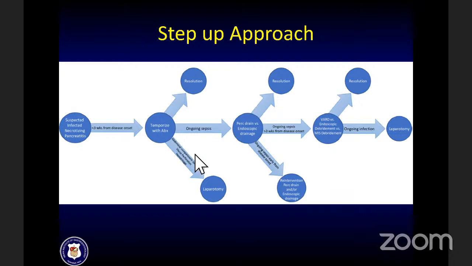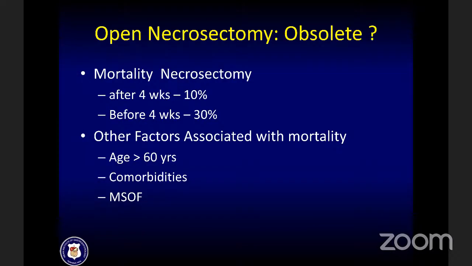Or if associated complications develop in the initial phase, like bowel perforation or hemorrhage which cannot be managed by interventional radiologists, that is also an indication for laparotomy in this group of patients. So with all this data, is open necrosectomy now obsolete? I don't say that it is obsolete, but there are certain situations where open necrosectomy comes into play to save these patients. But if you look at the old data, we talk of high mortality in patients of open necrosectomy.